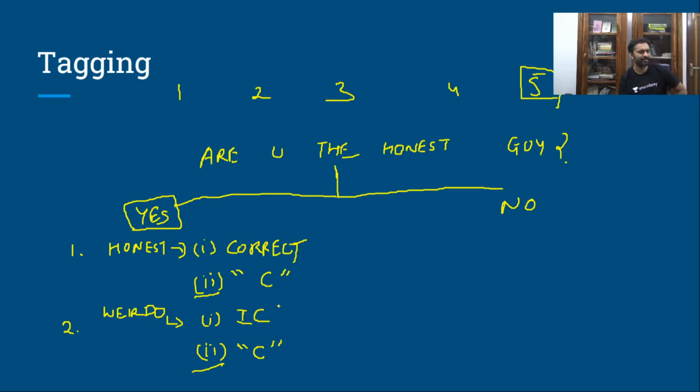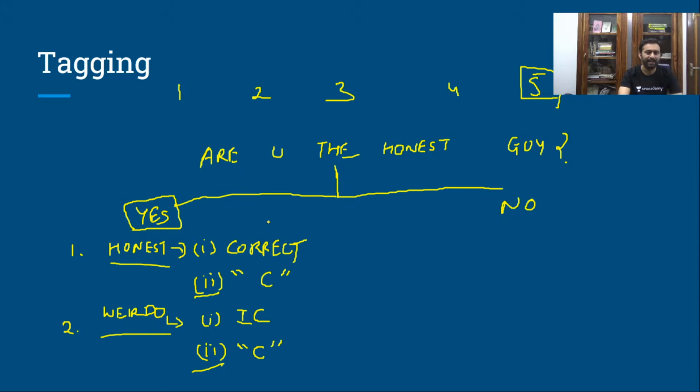I'll repeat. I asked, "Are you the honest guy?" and let's say I got a response, yes. Now I could get the response from the honest guy or from the weirdo. Let's say this was an honest guy. I asked, "Are you the honest guy?" He said, "Yes." That was a correct response. And whatever I ask him in the second question, because he's an honest guy, the response would again be correct.